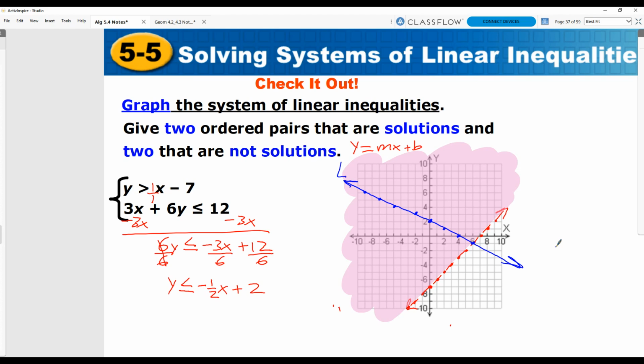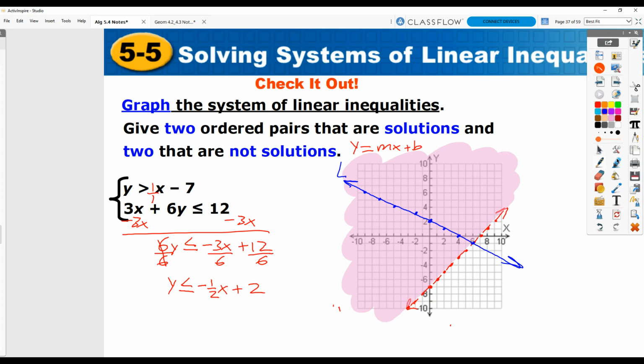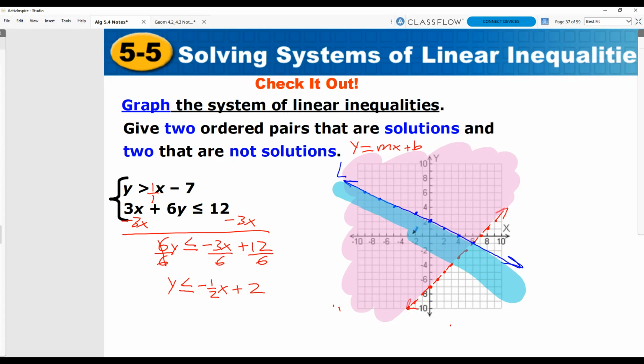All right, and then now we want to do some shading. So y is going to be less than the line. So here's our y-intercept. We're going to shade everything below this line here. All right, so we'll get some shading done. And we have a nice area that's overlapping, so that's good.